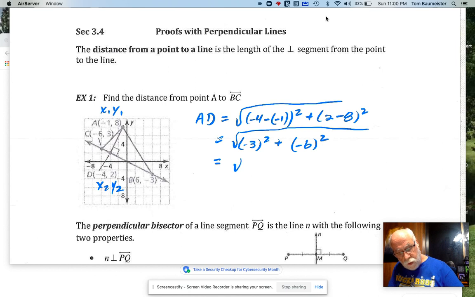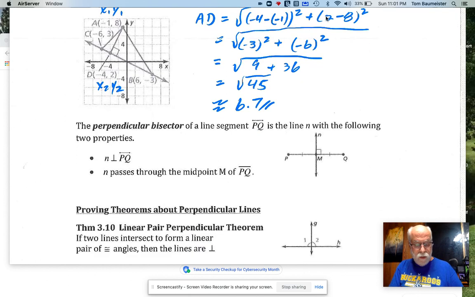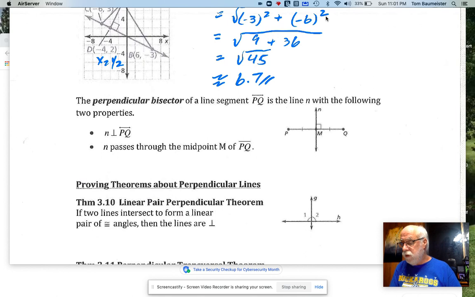So if we do that, we'll get (-3) squared is 9. (-6) squared is 36. So that will give us the square root of 45. And they've been asking us to go to the nearest tenth. So let's go ahead and do that on this one. And you'll get 6.7.